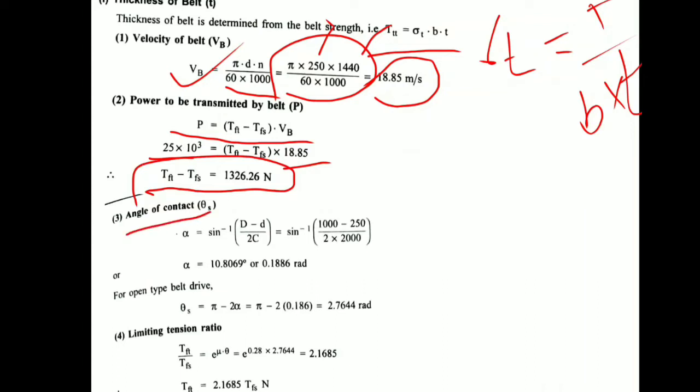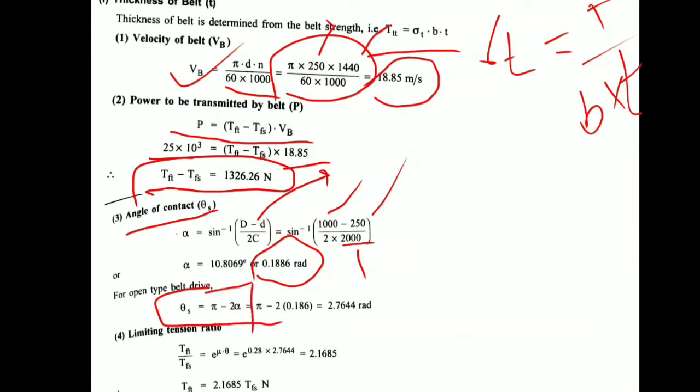Third will be the angle of contact. This is an open belt drive, therefore here is the minus sign. So alpha is equal to sine inverse of (D minus d) divided by 2C. D is 1000, small d is 250, and the center distance is 2 meter, that is 2000. Therefore alpha is 0.1886 radian. Clear? Now the belt is open type, so the angle of contact theta is equal to pi minus 2 alpha. This we have seen in the derivation. Alpha we have calculated, just write 2 into alpha in radian. So we get the angle of contact theta as 2.76 radian.